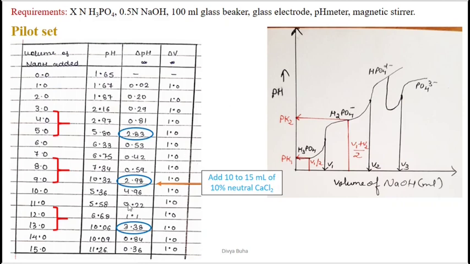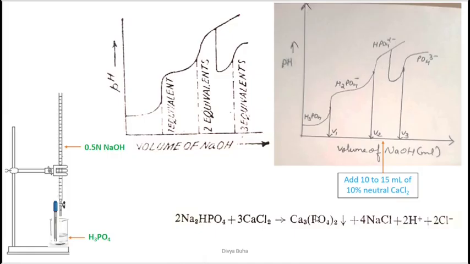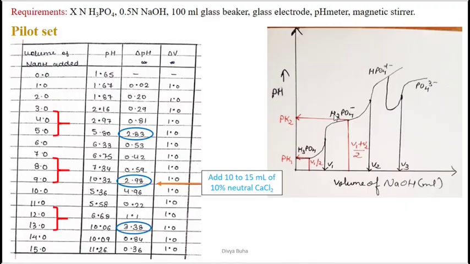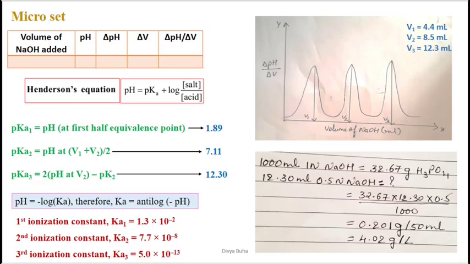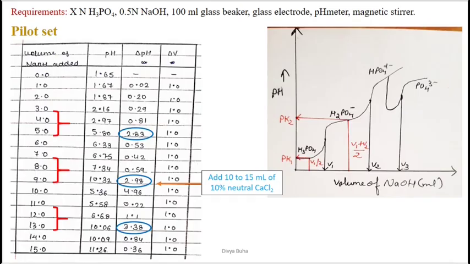So these are the three jumps, because the neutralization occurs in three different steps. So you will be getting the three jumps during the practical. After this you have to go for the micro set, and the micro set is performed in order to obtain the exact equivalence point.